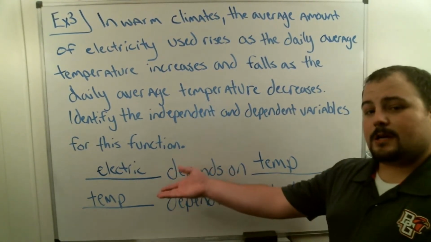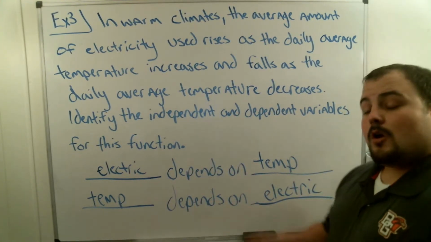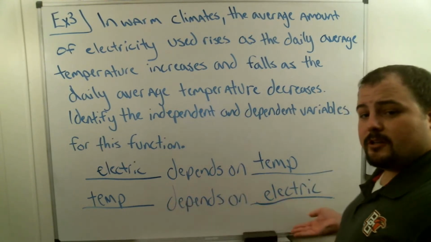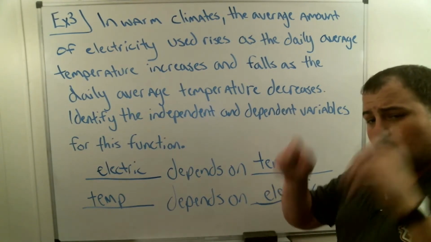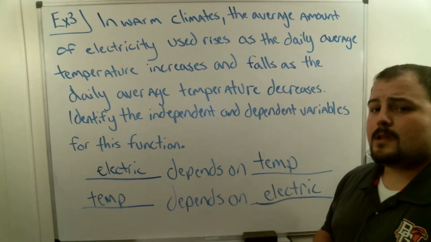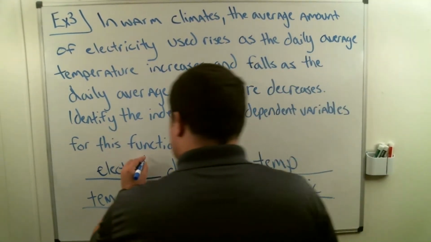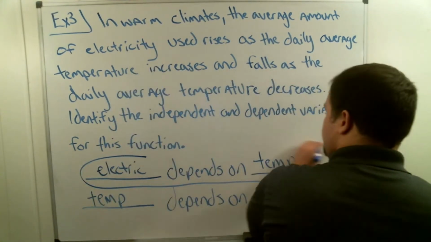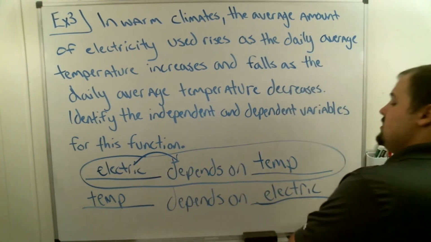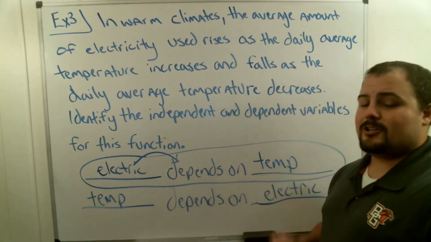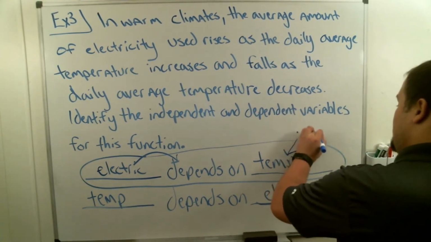So the question is, does the amount of electricity we use depend on the temperature outside? Think about that for a sec. Or does the temperature outside depend on the electricity that we use inside the house? So think about that and figure out which one of these sounds correct. Hopefully you guys are all thinking that the top one sounds correct, and that would be correct. The amount of electricity we have depends on temperature. Since electric depends on temperature, that means it's our dependent variable, which would make temperature our independent variable.